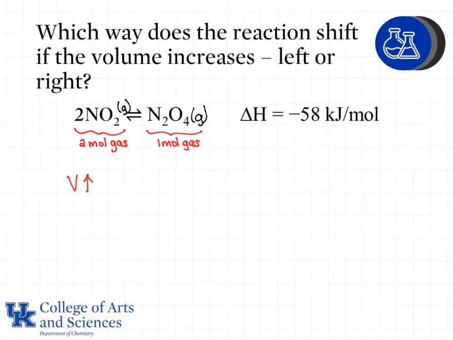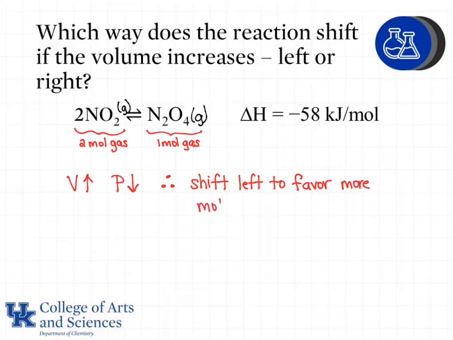If we increase the volume, we will be decreasing the pressure. To compensate, we need to shift in the direction that will result in an increase in pressure to counteract that disturbance. So we are going to shift to the left, which will produce more moles of gas, which will increase the pressure in the container.